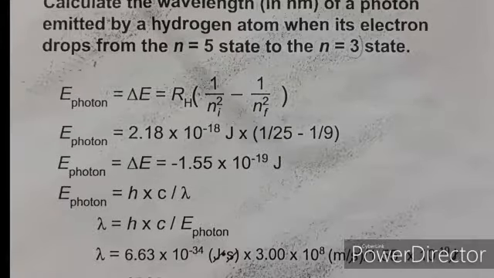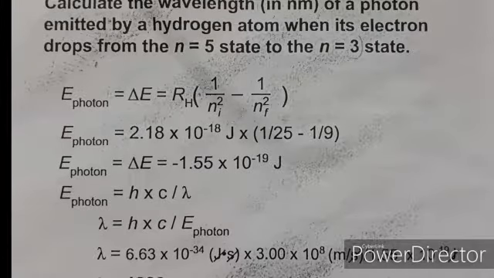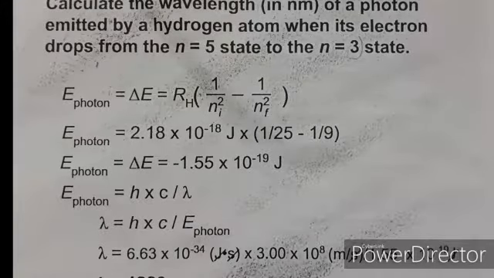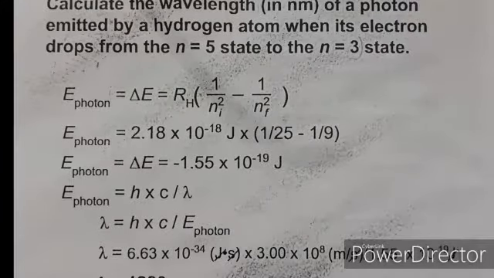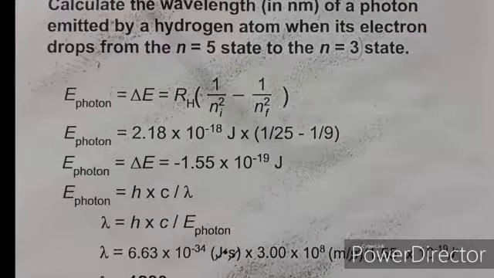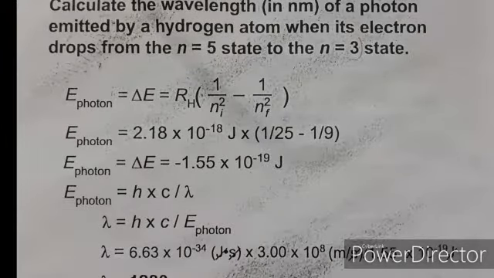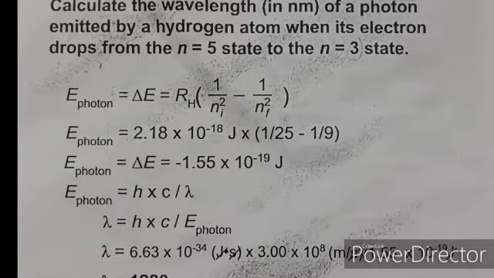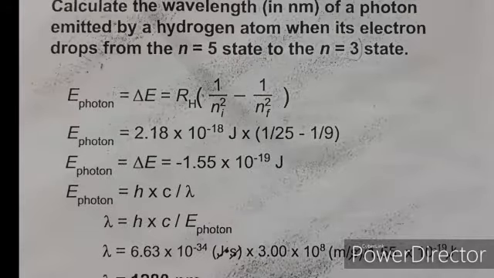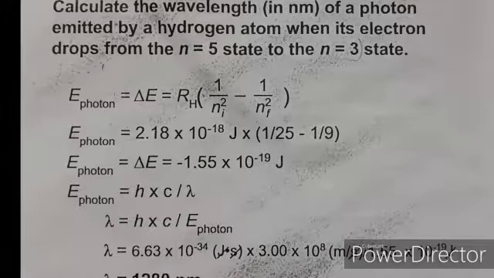Then from this formula you can substitute the values. R_H value is 2.18 times 10 to the power of negative 18, and then you multiply with 1 over initial n squared minus 1 over final n squared. In this case, the initial n is 1 over 25, and the final n is 1 over 9. Then you can use the calculator to get the answer.